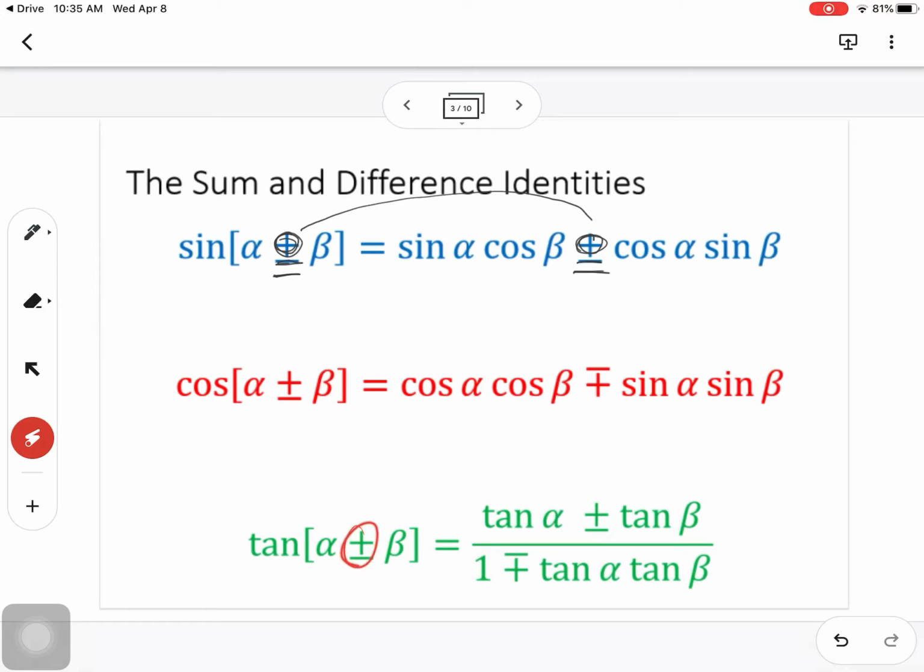Same thing down here with tangent. The plus or minus has to be in the same direction on top and the opposite on bottom, because again, if you use plus here, you will use plus and then minus. If you use minus over here on the left, you will use minus and then plus. So the order does matter there.